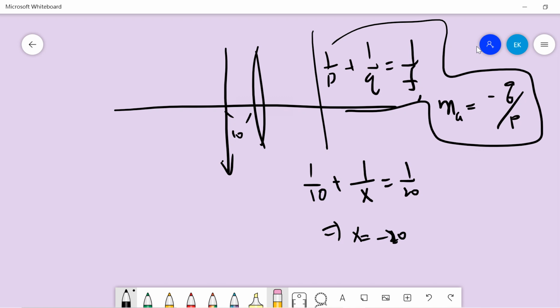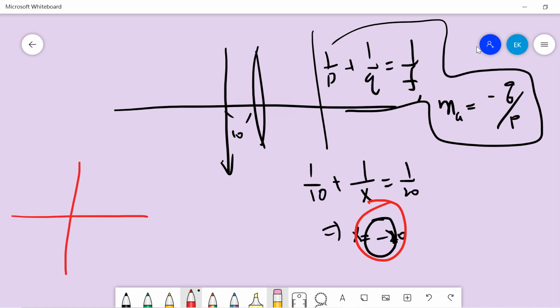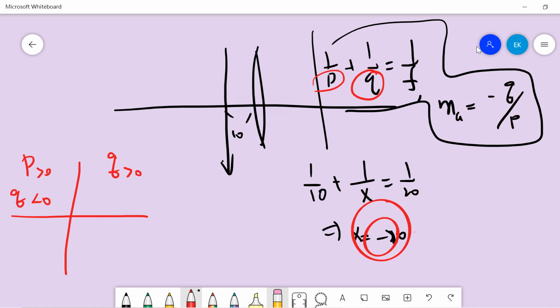Okay, so let me explain. In a lens, this minus 20 means the following. For p, if p is positive, the object is here. For q, if q is positive, the image is here; if q is negative, it is here. So now this q is negative, so it's here. And when q is less than 0, this means that it's a virtual image.